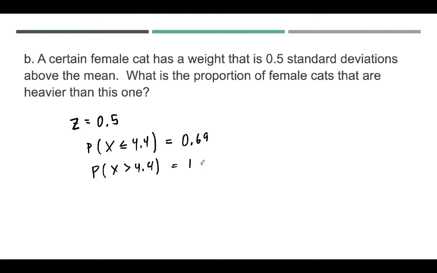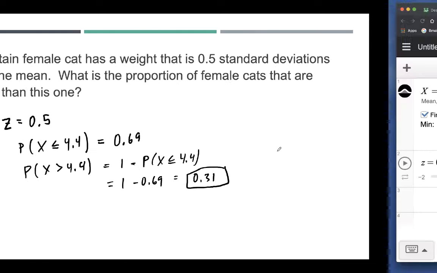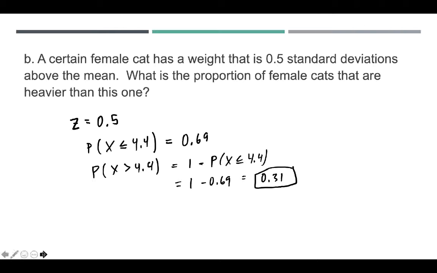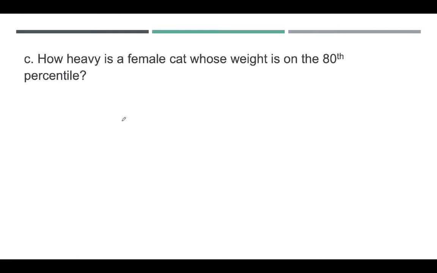So let me just write that all out. 1 minus the probability that x is less than or equal to 0.3. And we know that this is 0.69. Okay, and so we get 0.31. And that's our answer. 31% of the cats will be heavier than half a standard deviation above the mean. Okay, moving on to another problem.